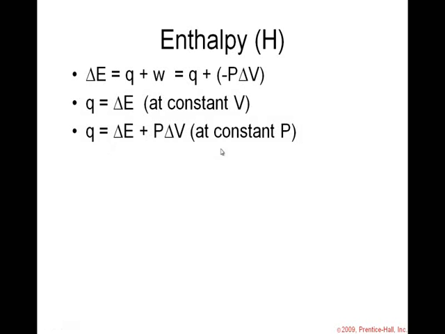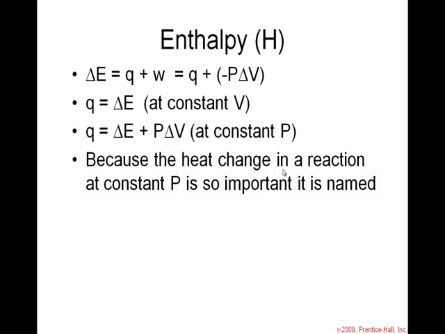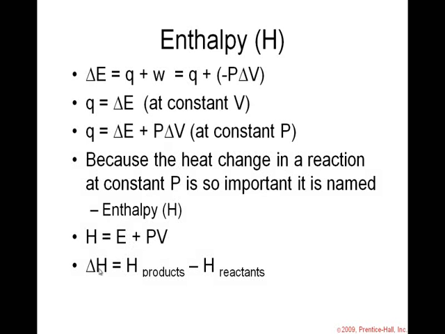If I have a constant pressure, then Q is delta E plus P delta V. So if we look at this, this is the heat exchange in a reaction at constant pressure. And because it's so important in chemistry, it has its own special term, and it's called enthalpy, and has the value of H. So H, enthalpy, is the energy plus the PV work. And we generally measure enthalpy by looking at the enthalpy of the products minus the enthalpy of the reactants.